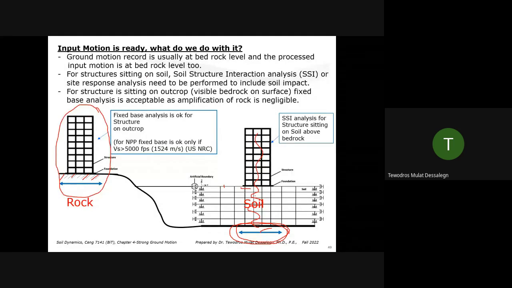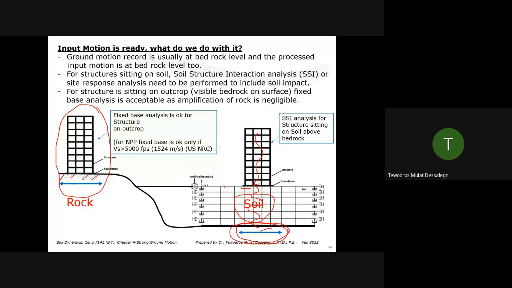But if you have soil, then there is the flexibility of the soil. Commonly, what they do is include a SAP model with springs. The springs account for the presence of the soil. But there is a significant limitation in the springs too. So we end up with SSI, where you include the soil entirely together with the structure.